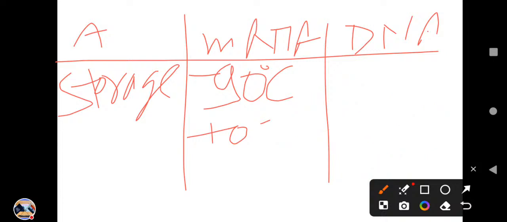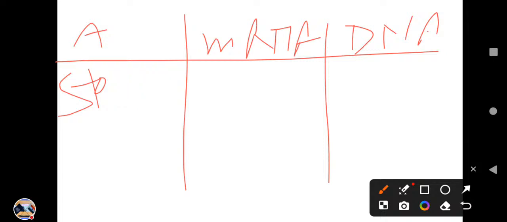Next is flexibility. Both mRNA and DNA vaccines can be adapted quickly to address emerging variants and new diseases by changing the genetic code.